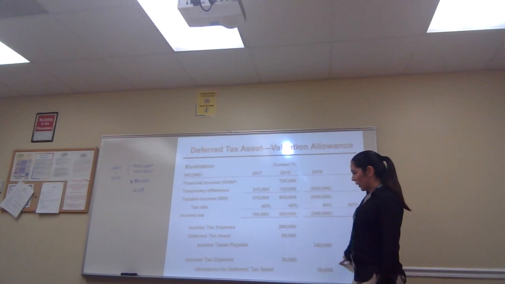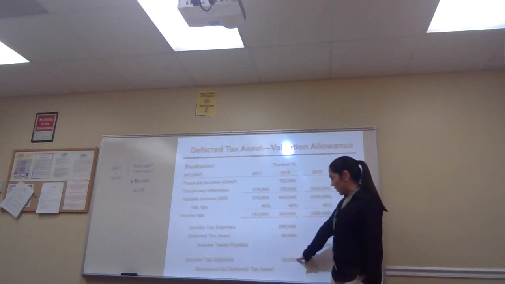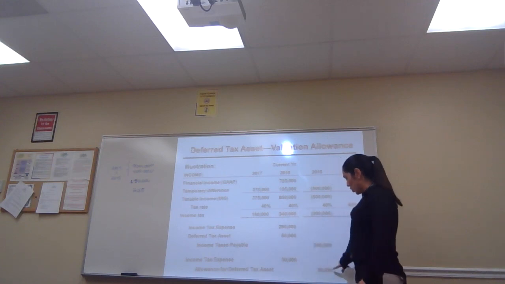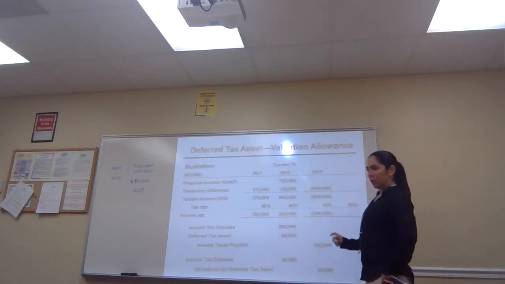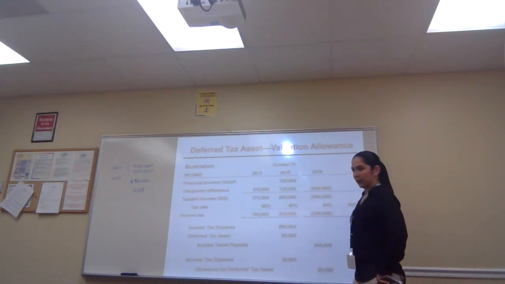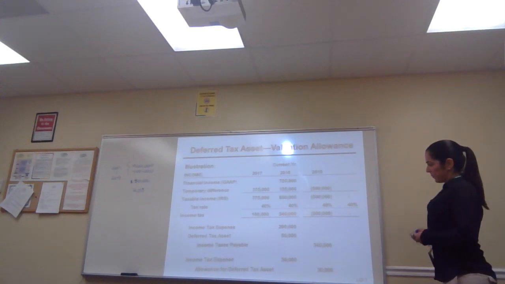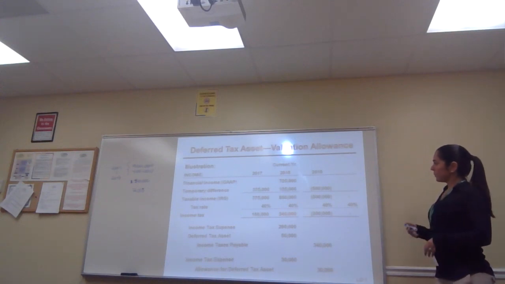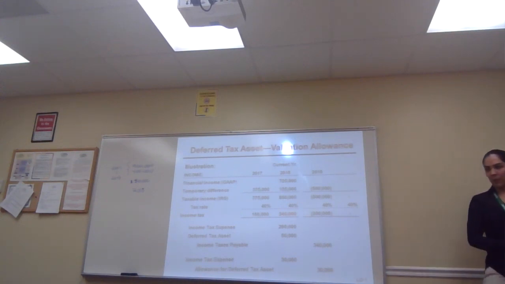And here's where your valuation account comes in. So in order to record the valuation, you're going to debit your income tax expense and you're going to credit your allowance for deferred tax asset. So you're basically saying that you're never going to use that $30,000. That's why you're picking it up as income tax expense. Good?